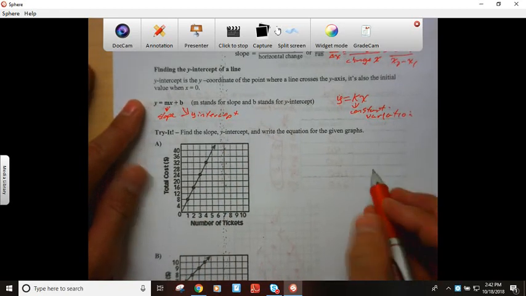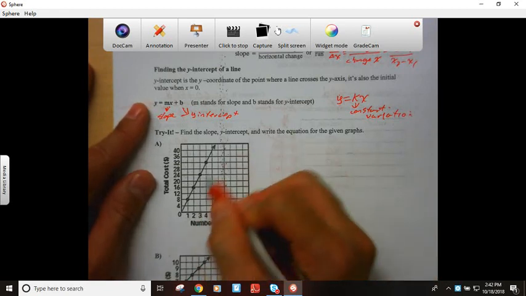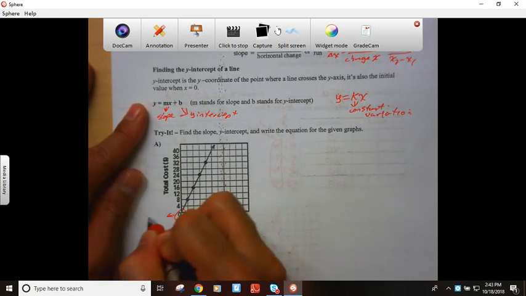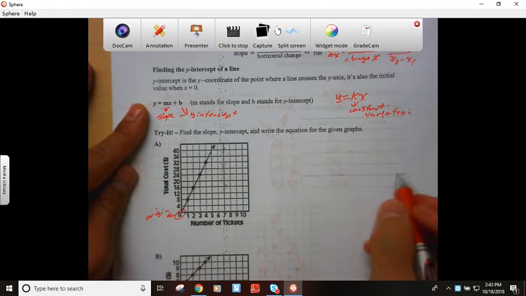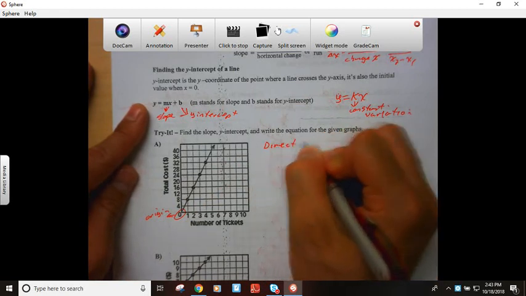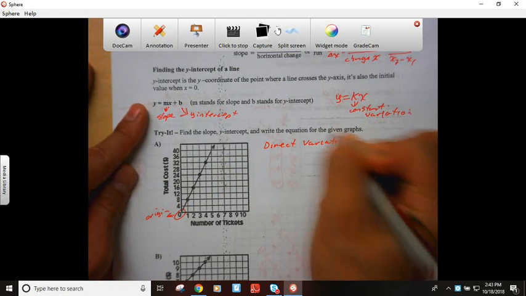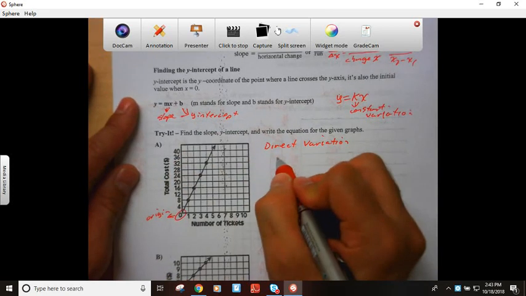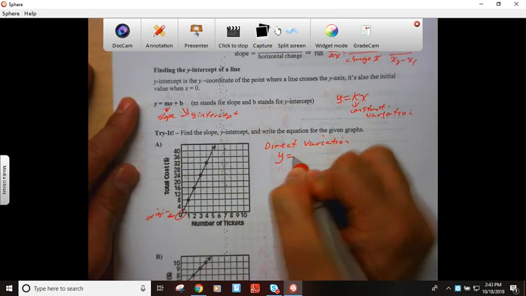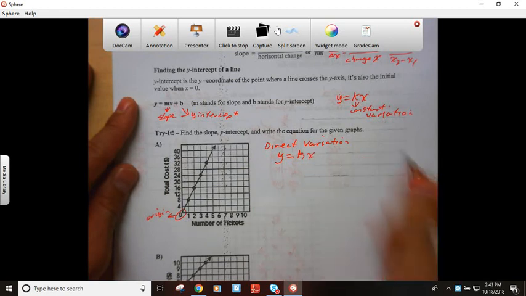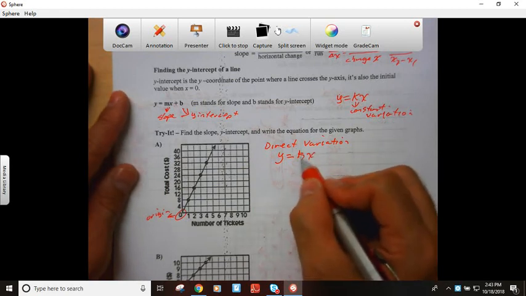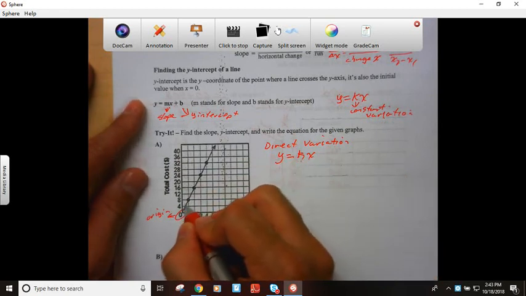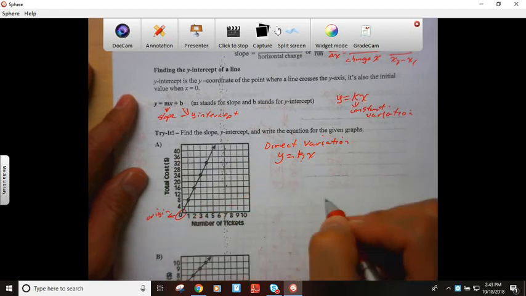All right, so when I look at this, I automatically see that this is crossing through the origin. So right away, I know that I have a direct variation. Now if I have a direct variation, I know I'm going to be in the format of y equals kx. So we're looking for our constant of variation, which is going to be our slope, because constant of variation means that your ratios all come out the same.